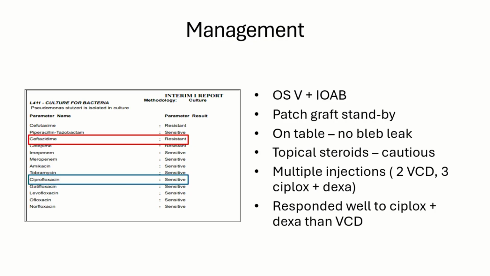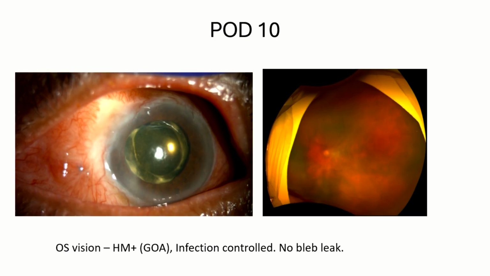And in this patient, I had to inject Ciplox plus Dexa every day after the 2 doses of VCD. He responded better to Ciplox, and at POD 10, hand movements because of glaucoma, but infection is pretty well controlled. He's yet to follow up. No bleb leak pre-operatively, on table, or at the final. His pressures are now controlled with AGM. During surgery, the pressure was very high, so we had to give mannitol and bring it down.